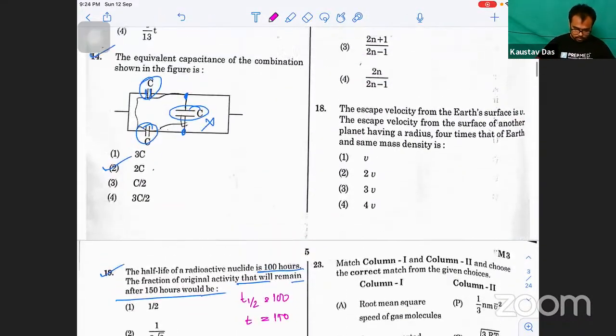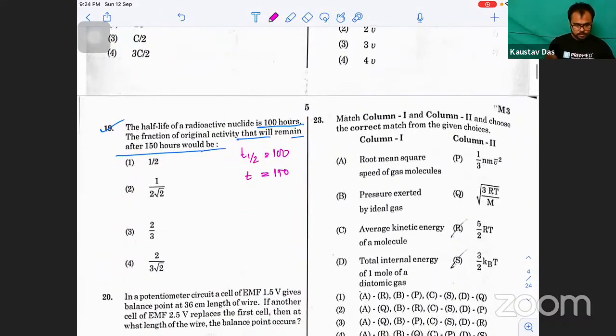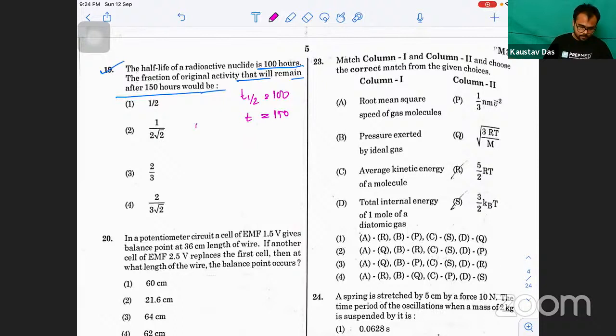Sorry, I have gone through question number 19 directly. Okay, let me solve, no problem. I have just skipped that part and have directly come to question number 19. So here, if you calculate T divided by T half, you are going to get 150 divided by 100, which comes as 3 by 2.